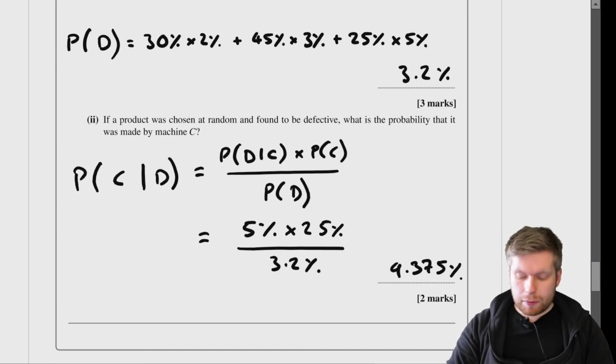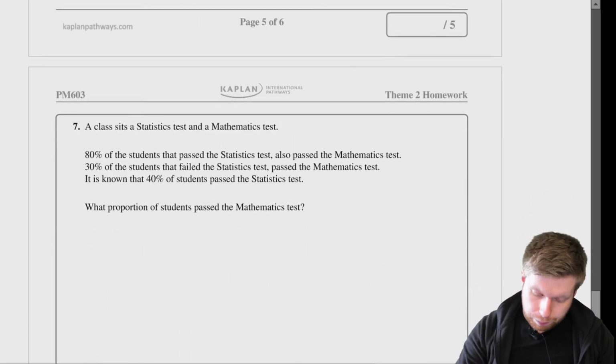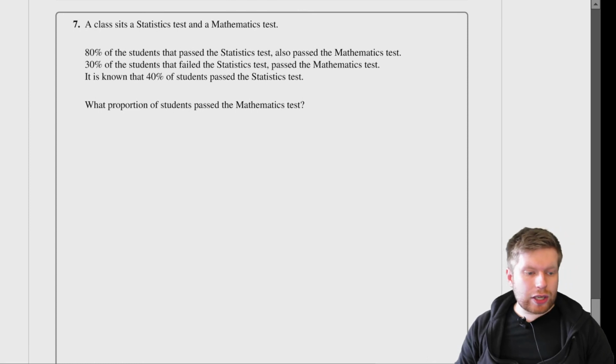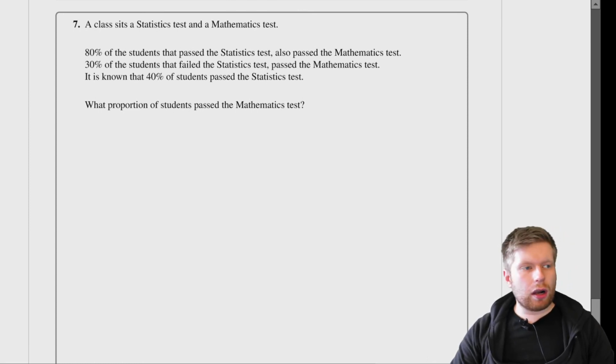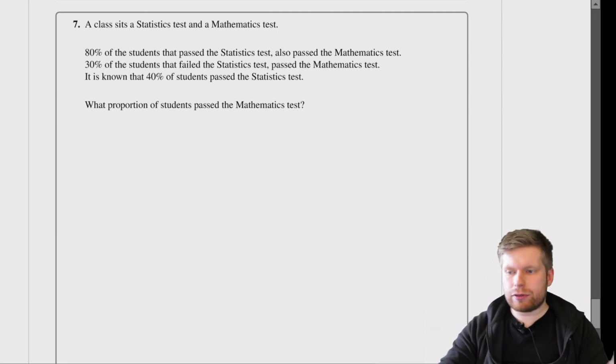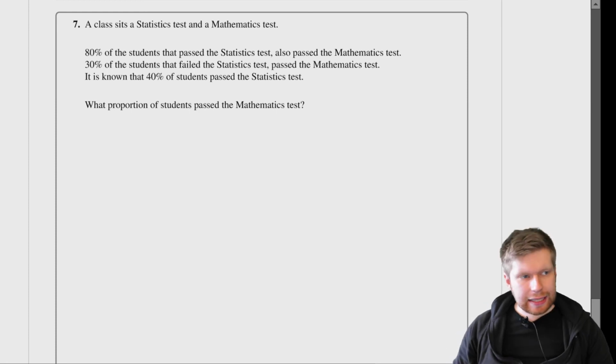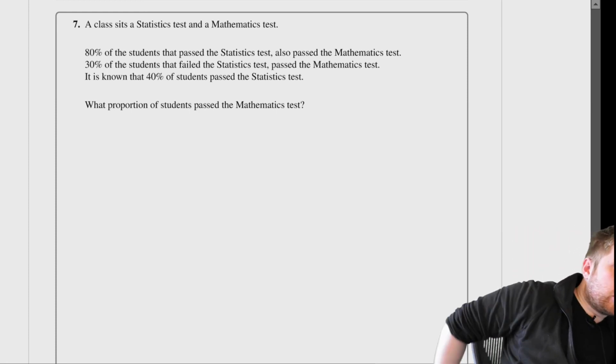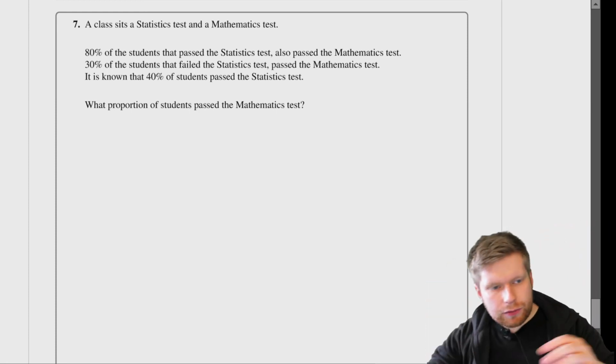Okay, fantastic. So that's going to be the answer for part 2. Now let's have a look at question 7, and let's finish off with question 7. We're basically told that a class sits both a statistics test and a mathematics test. They sit both tests, okay? Then we're basically given the proportion of students for each of these different scenarios.